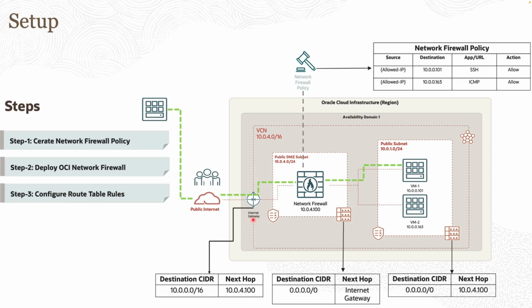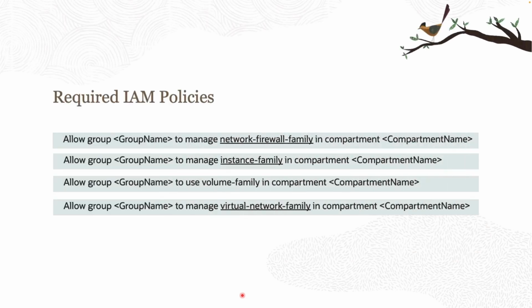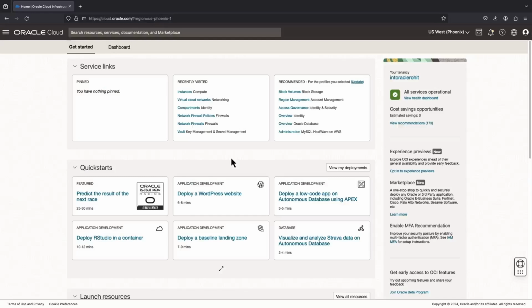If you notice, the expanded capability of Internet Gateway allows you to attach a routing table to it, which includes a rule that specifies a network firewall as the next hop for accessing subnets within the VCN. So before we proceed to the console, ensure that the following IAM policies are in place for configuring the network firewall in your working compartment or in your tenancy. And now I will switch to the OCI console.